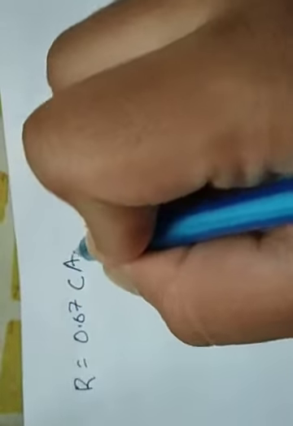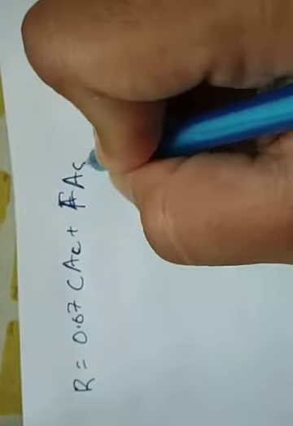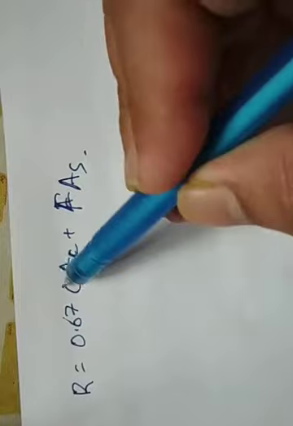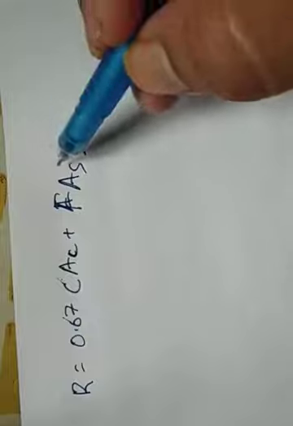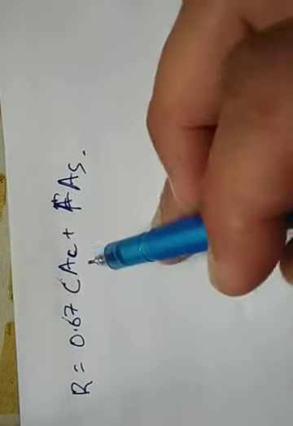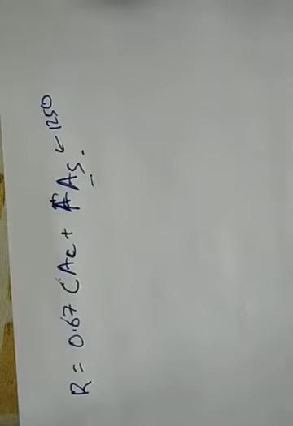First things first, let me write down the resistance equation once again: R equals 0.67 times C times AC plus F times AS. What do I know? Mu C is known to me, sigma C is known, mu F is known, sigma F is known, and AS is known. It's 1250 mm squared.